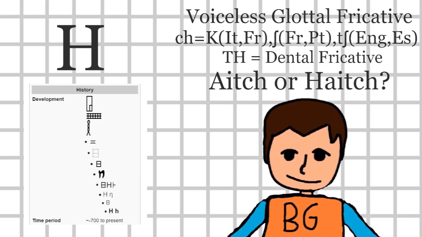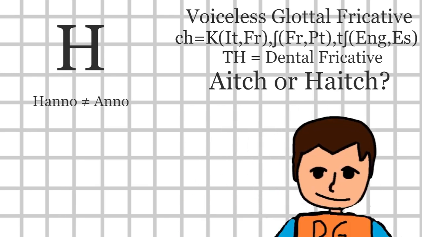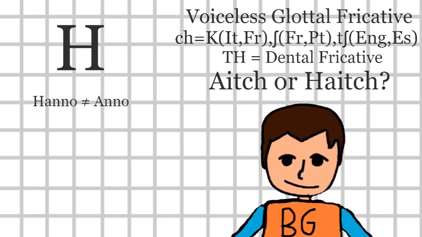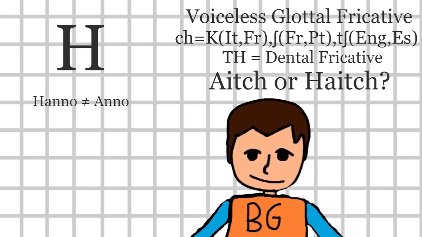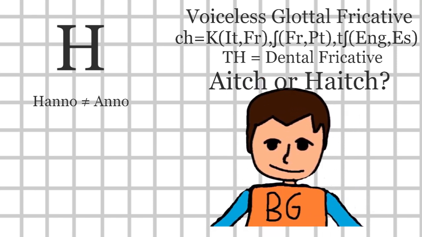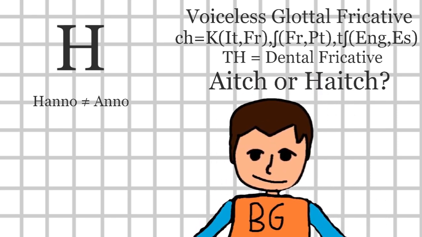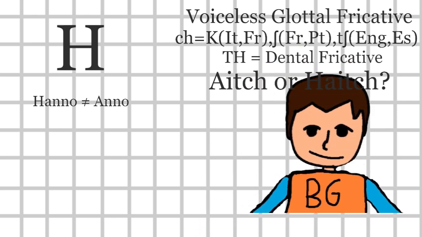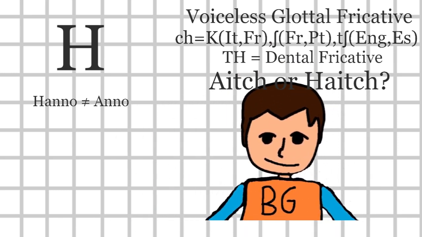Now, let's take a look at what other languages like to do with H. So let's take a look at Italian. So in Italian, H doesn't make a sound. Now, the reason why Italian has H intact as a letter, even though it makes no sound, is because they try to differentiate homophones. So homophones are basically two words that sound identical but they mean different things. So in this situation we have anno and anno.